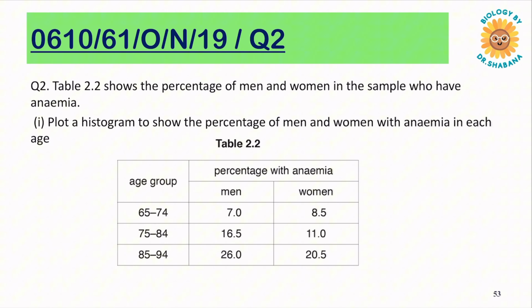Now have a look at this example. Table 2.2 shows the percentage of men and women in the sample who have anemia. Anemia is a disease caused by a lack of iron or hemoglobin, and hence a person seems to be pale in color. Now you have to plot a histogram to show the percentage of men and women with anemia in each age group. So there are 3 groups, 1, 2, and 3, and the percentage with anemia, men and women.